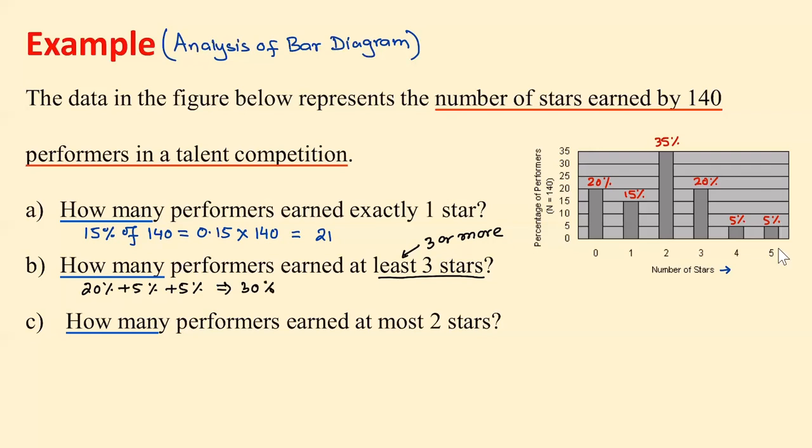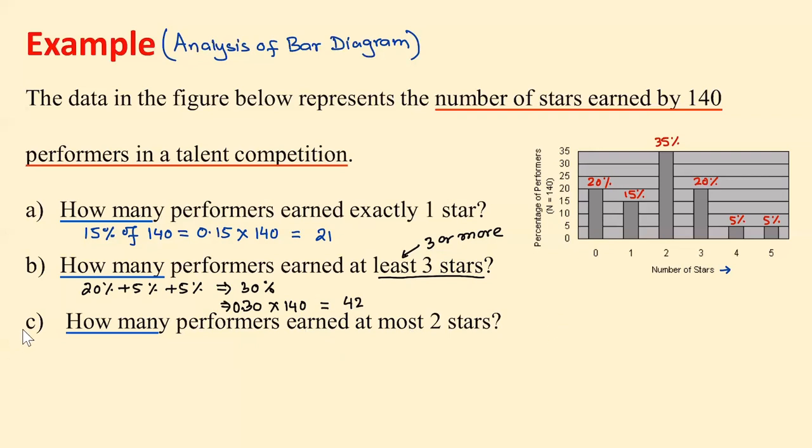What we are looking for is the number. So that is 30% of 140, or we can write that as 0.30 multiplied by 140. We multiply 0.30 with 140 and we'll get 42. That means 42 of them got at least 3 stars, that means they got 3 or more stars. I hope you are following it so far.